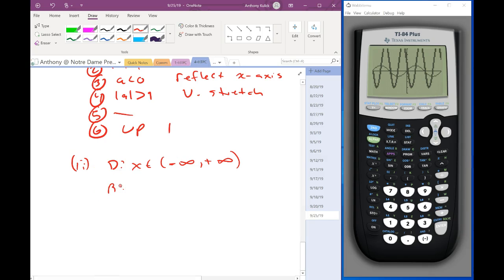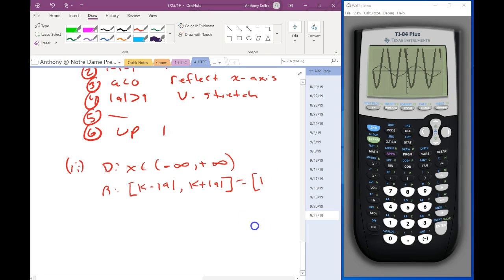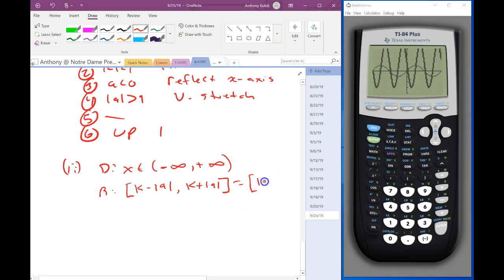Range. So we use this. So in our case, k was 1, and our absolute value of a is 4. So that's -3 to +5. Is everybody okay with how I did that?